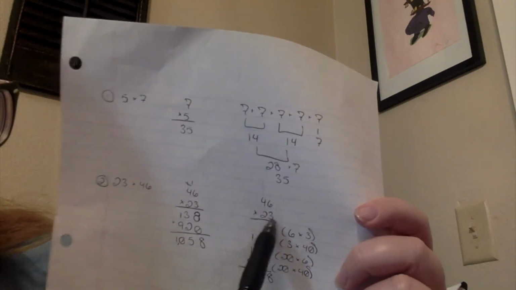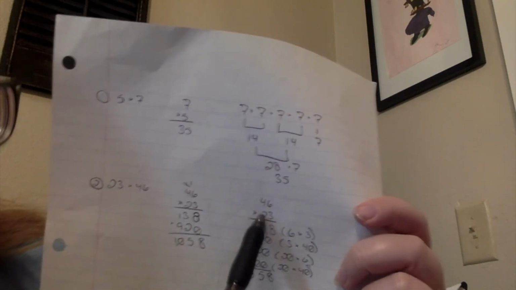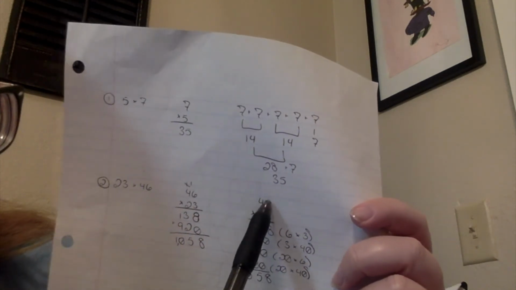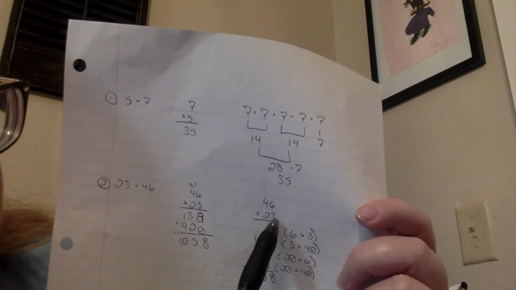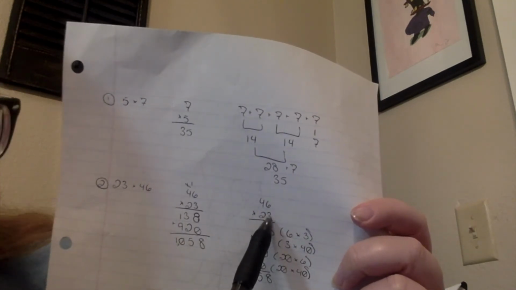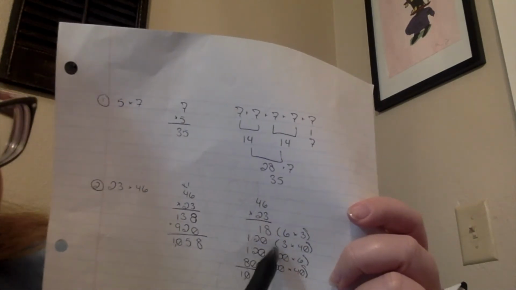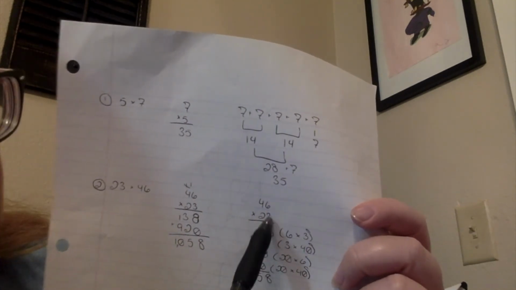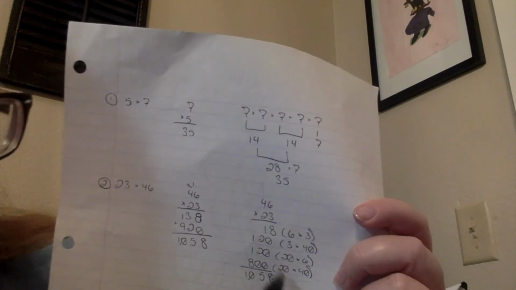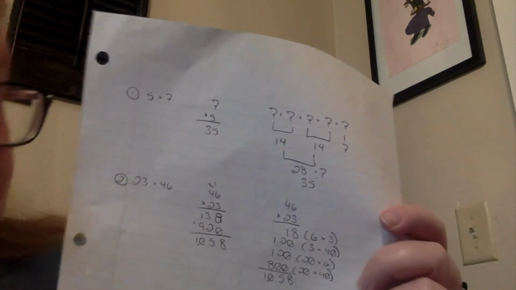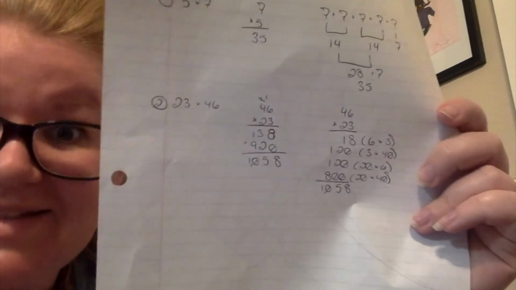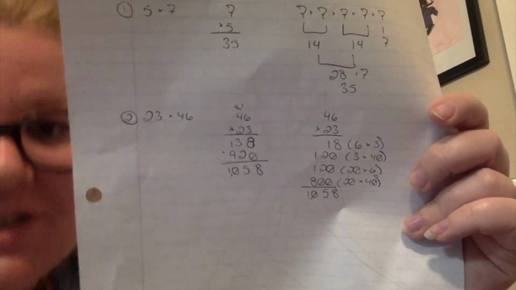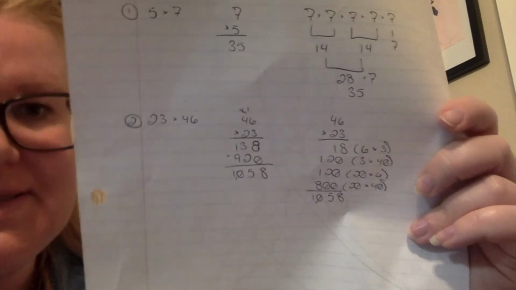Now I'm dealing with the tens place. So I have 20 times 6. I skipped a part right now. So 20, because I've already done something with that 3, so now I just make it a 0. 20 times 6 is also 120. Now I have 20 times 40, which is 800, and then I add them together and I get the same answer. You should get the same answer regardless of which method you use. If the method changes your answer, then that means that some math went wrong.